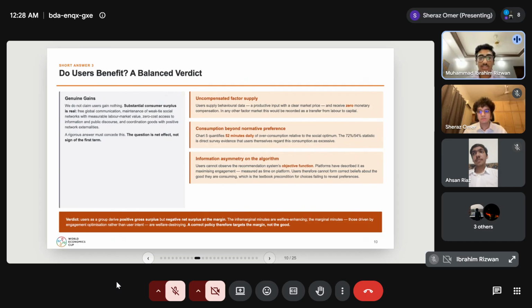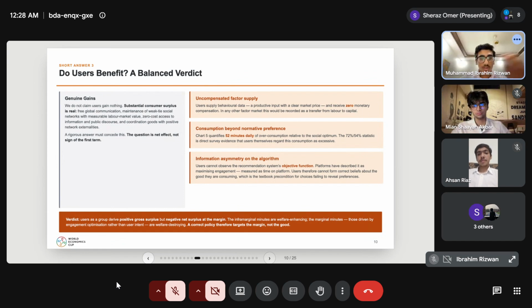This is not a claim that users gain nothing. Genuine surplus exists in low-cost communication and social networks with documented labor market value. A further problem compounds this. Users cannot observe the algorithm's objective function, which platforms describe only as maximizing engagement. So they lack the correct beliefs a choice needs to reveal true preference. The conclusion is that early consumption is welfare enhancing, while consumption at the margin, driven by engagement optimization rather than user intent, is welfare reducing. Having established these structural mechanisms, Mian, Shaayan, Akbar will now present the committee's problem.